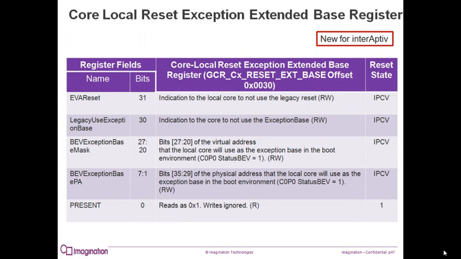This register is an extension to the core local reset exception base register. The value is used for placing the exception base registers within the virtual address map during the core boot time. This will be covered in detail in the segmentation and EVA section.